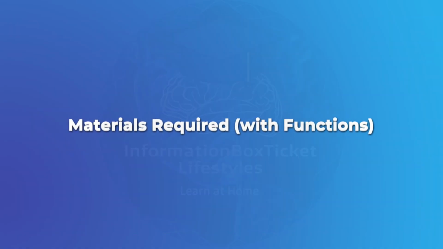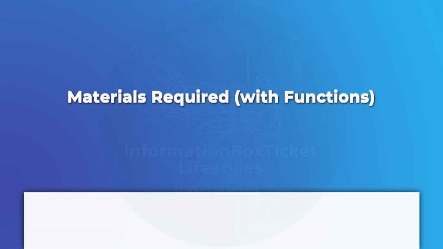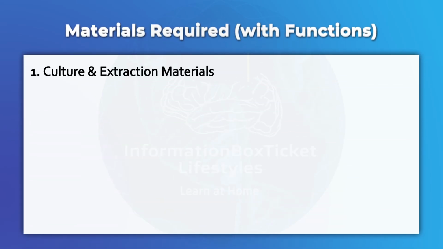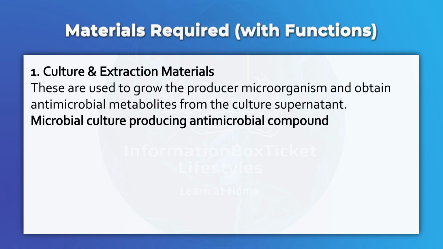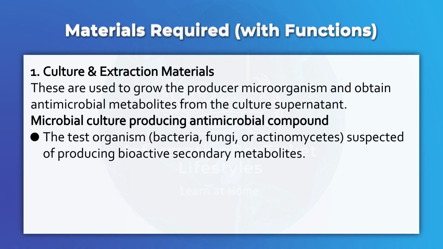Materials required with functions. 1. Culture and extraction materials. These are used to grow the producer microorganism and obtain antimicrobial metabolites from the culture supernatant. Microbial culture producing antimicrobial compound: the test organism, bacteria, fungi, or actinomycetes, suspected of producing bioactive secondary metabolites.